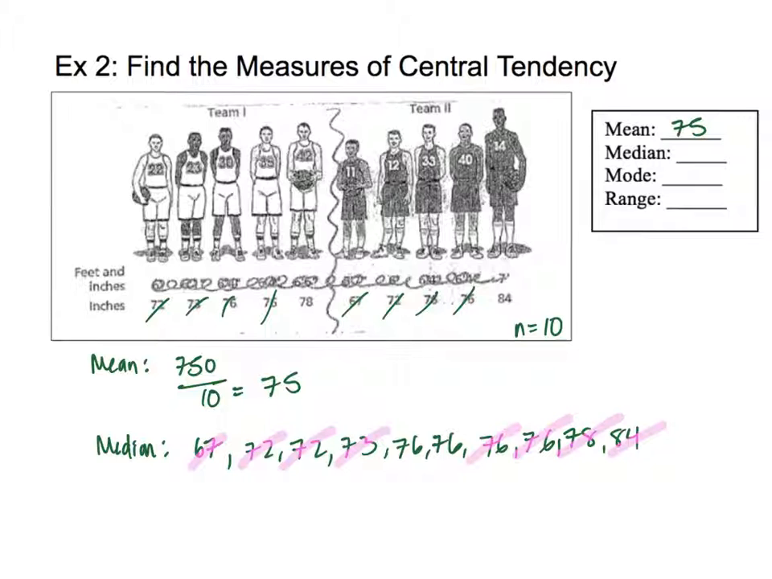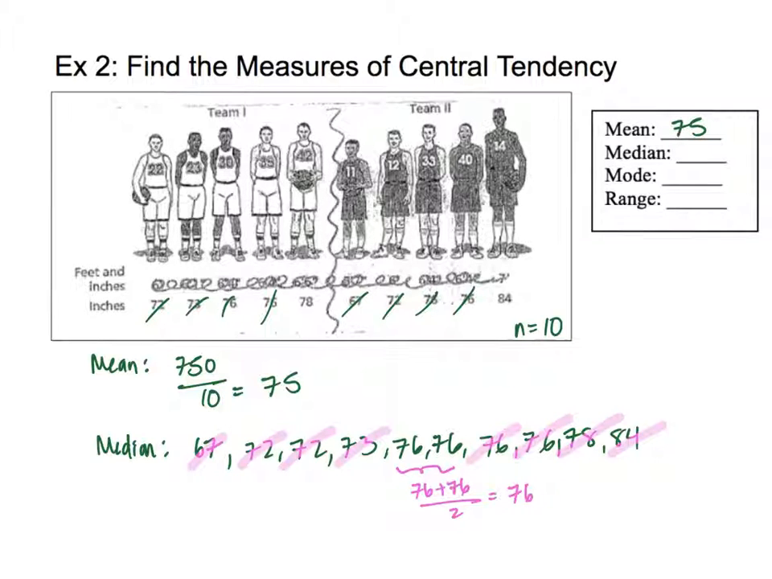So because there's an even amount of terms here, in other words, we had 10 players, that's even, you're going to have 2 numbers in the middle. So what you would have to do if you have 2 numbers in the middle is add them and divide it by 2. That's what we call taking the average. So if you add them, divide them by 2, you'll get 76.